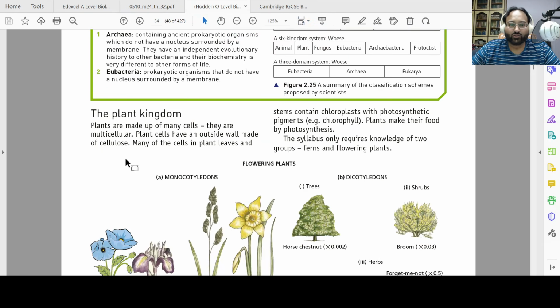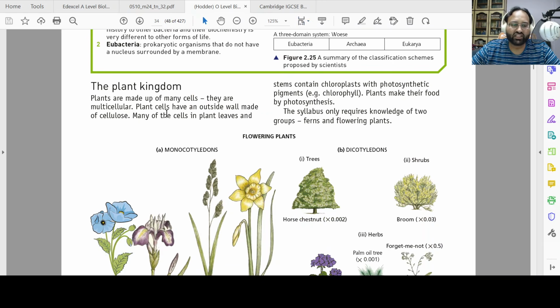Okay. So the plant kingdom. Plants are multicellular. They're made up of many cells. They have a cell wall made up of cellulose, and they contain chloroplasts that have chlorophyll. Chloroplasts are the organelle that contain the pigment chlorophyll. This would have made more sense if we did chapter 1 first, or in your case chapter 2 in the IGCSE book, where they discuss the structure of cells. That would have been better, but anyway.